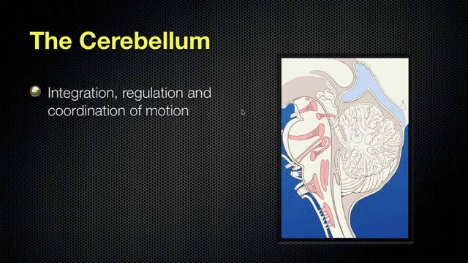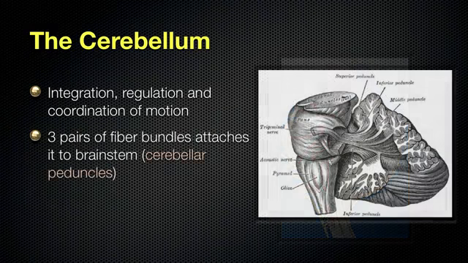The functions of the cerebellum, of course, we're dealing with integration, regulation, and coordination of motion. So you want to move from one location to the next. You want to move your arm. You want to move some part of your body. The cerebellum is very much involved in integrating the signals, regulating what's going on, and coordinating that motion. So that is the cerebellum and what it does.